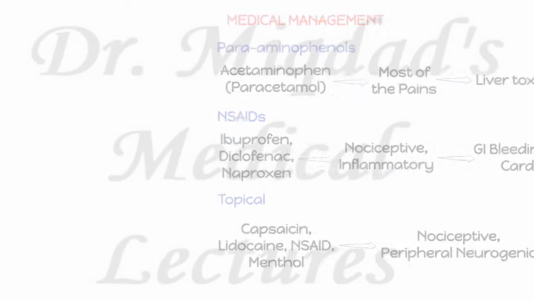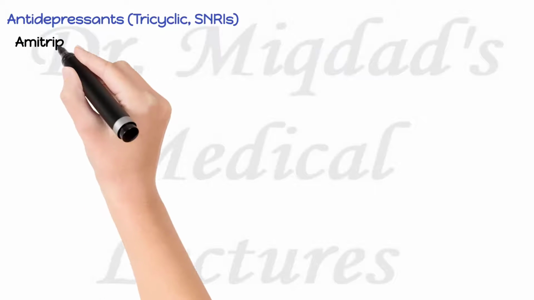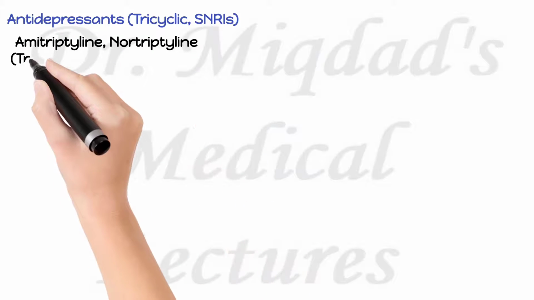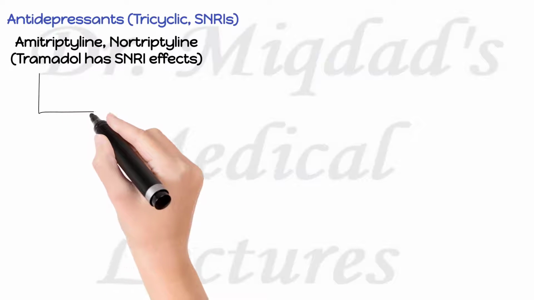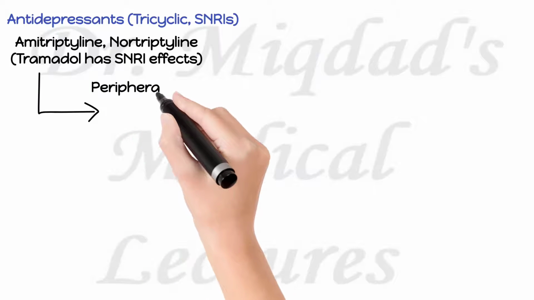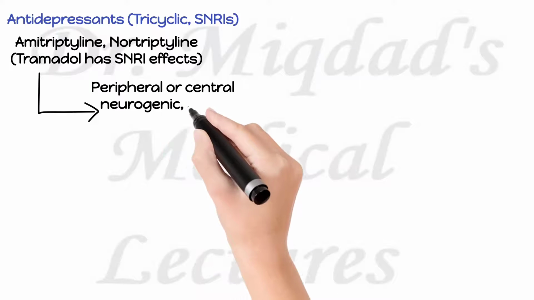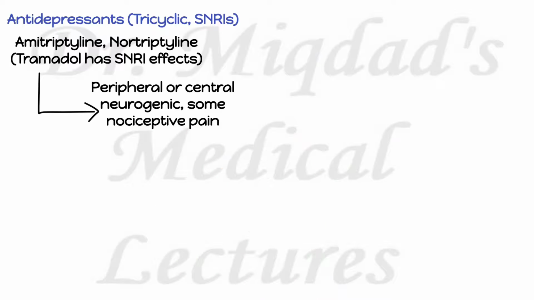Then another class is antidepressants. They may be tricyclic antidepressants or serotonin and norepinephrine reuptake inhibitors, also called as SNRIs. Most common examples, they are amitriptyline, nortriptyline, and tramadol, which has SNRI effect. They can be used effectively for peripheral or central neurogenic pain and some type of nociceptive pains. They are especially important in chronic pain, as here the depression usually plays a very important role.